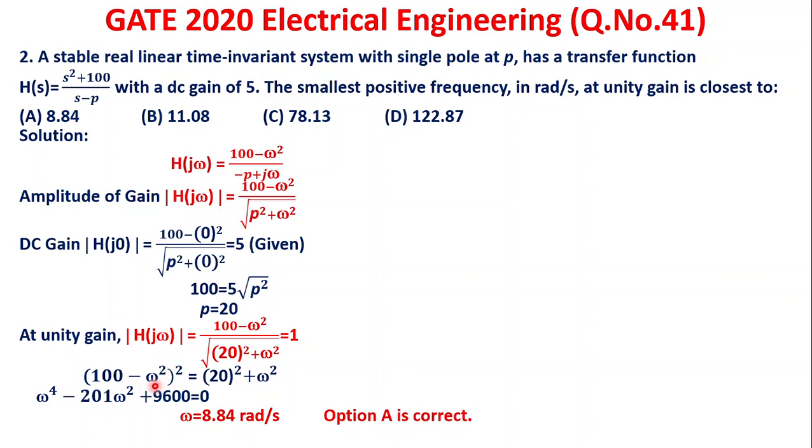So this is omega power 4 when we square. So 2ab means we will get 200 omega square. Here, one minus omega square. So minus 200 minus 1, 201 omega square. So if we solve this by putting omega square equal to x, so x square minus 201 x plus 9600 equals 0. If you get x, that is omega square, and we square root, we will get 8.84 radian per second. Therefore, option A is falling into this particular answer. So option A is correct.